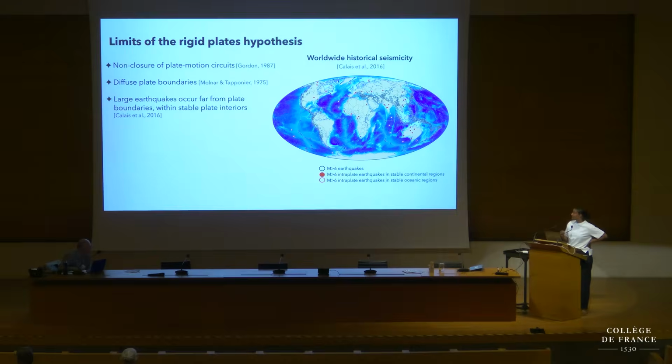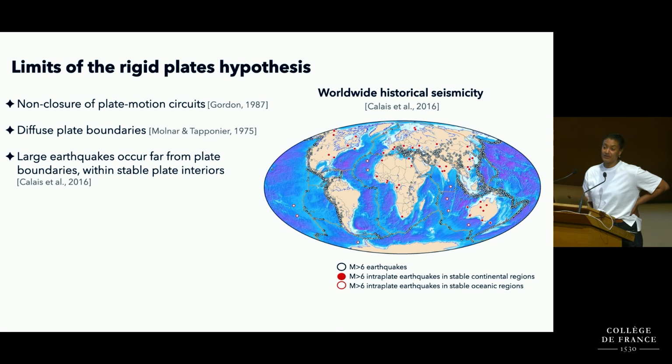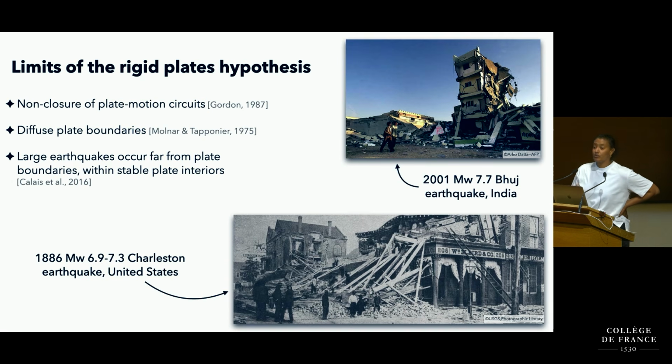As you can see on this figure, you have major earthquakes of magnitude 6 and above, historical earthquakes, and while most of them occur at plate boundaries, and we talked about this quite a lot this morning, some of them occur within stable plate interiors, in continental regions, which you can see in red, and in oceanic regions as well, in white. And in fact, we need to worry about those earthquakes occurring in what we consider stable plate interiors because they can cause major damage and they can have magnitudes that are 7 and above.